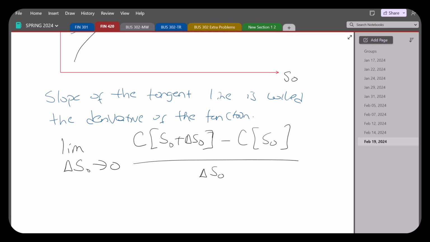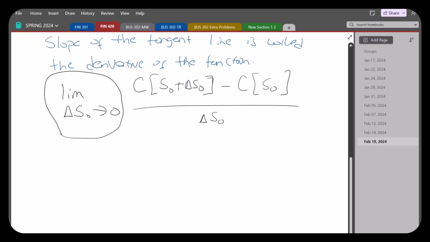So delta S is 0.01. You evaluate the function at 10.01, you evaluate the function at 10, find the difference, and divide the change by the change in the underlying price. That's the rate of change. The derivative says that depends upon exactly what delta S0 is. Keep doing that with smaller and smaller changes, and that rate of change is going to be kind of constant.